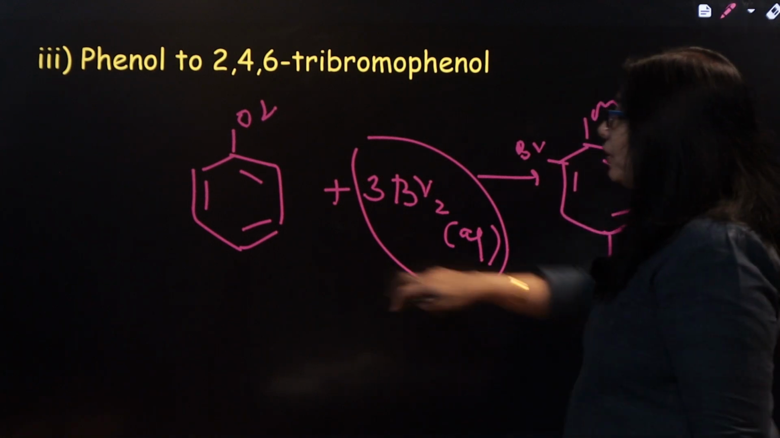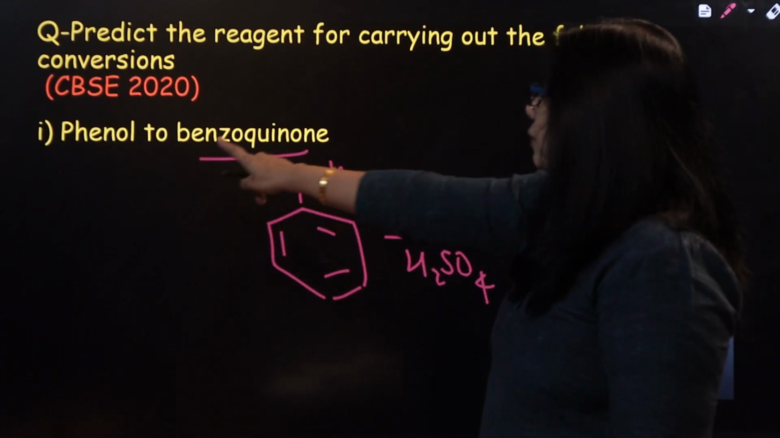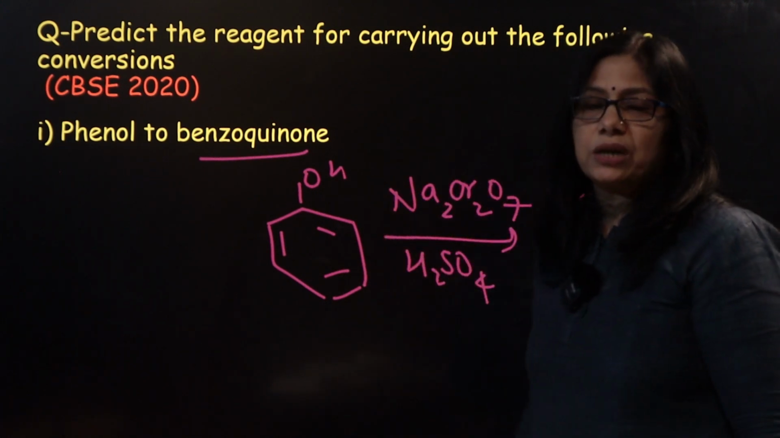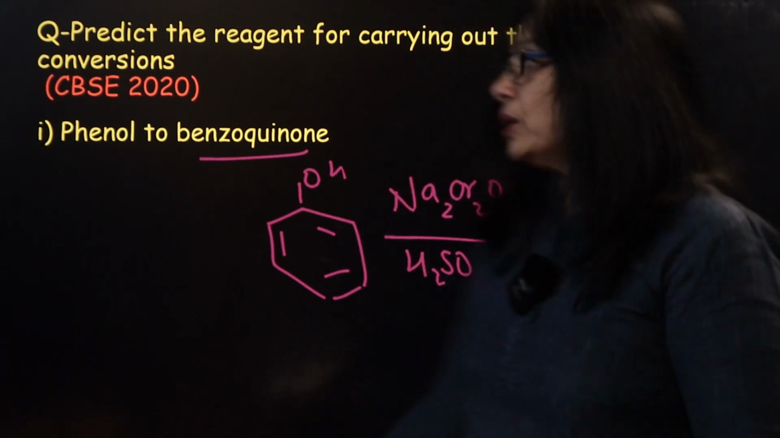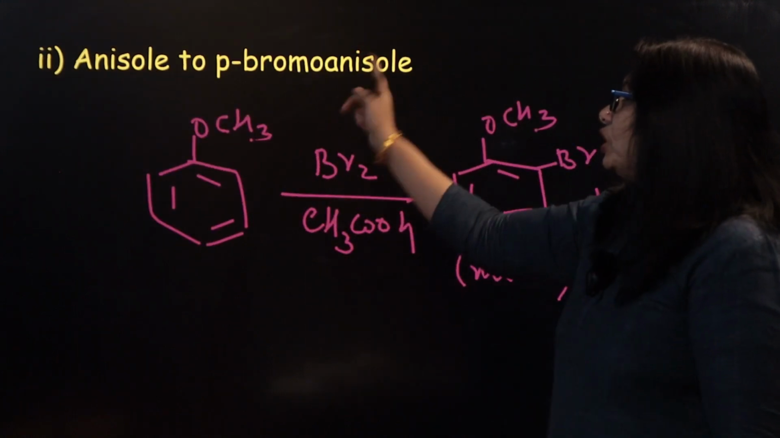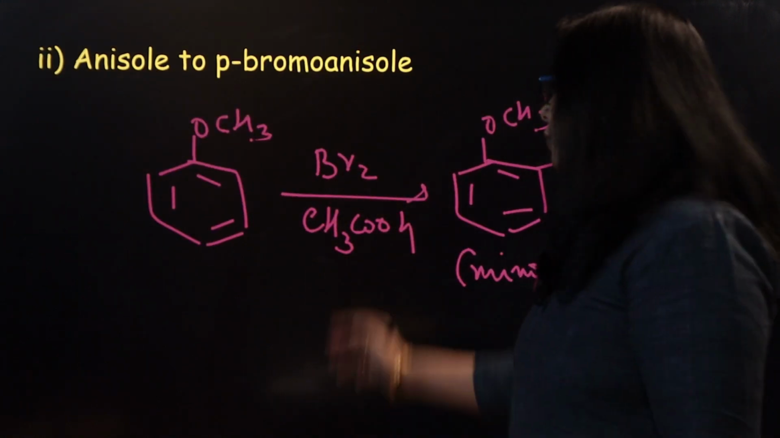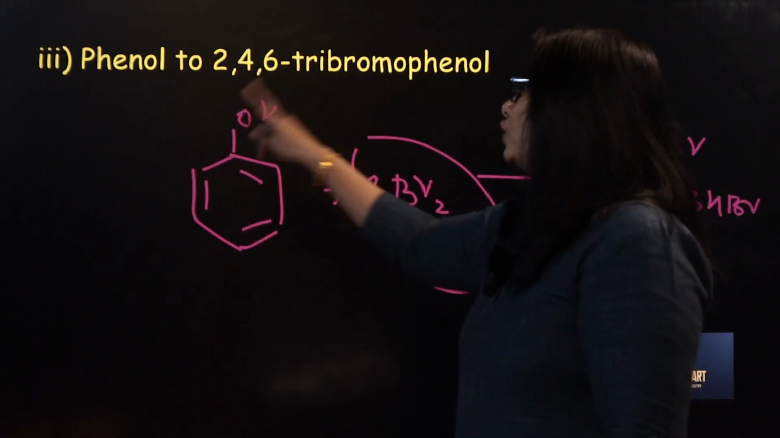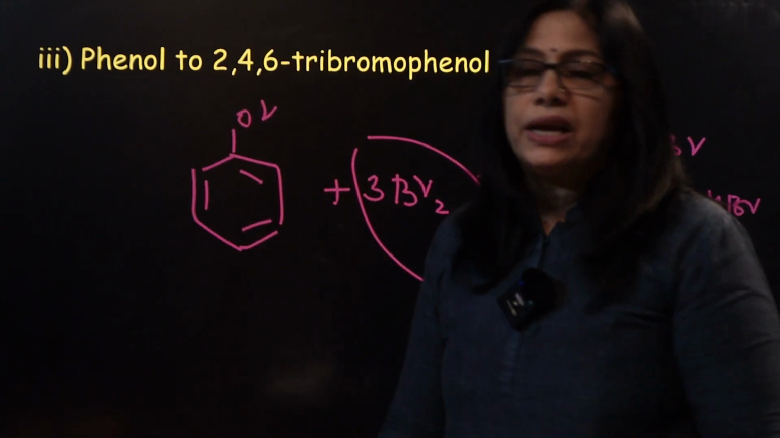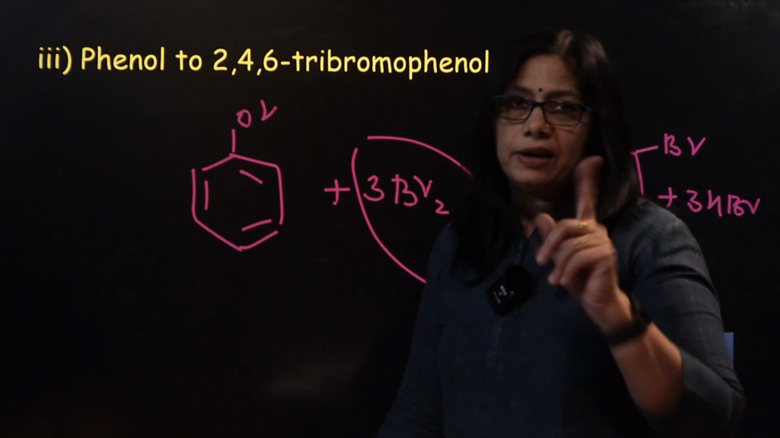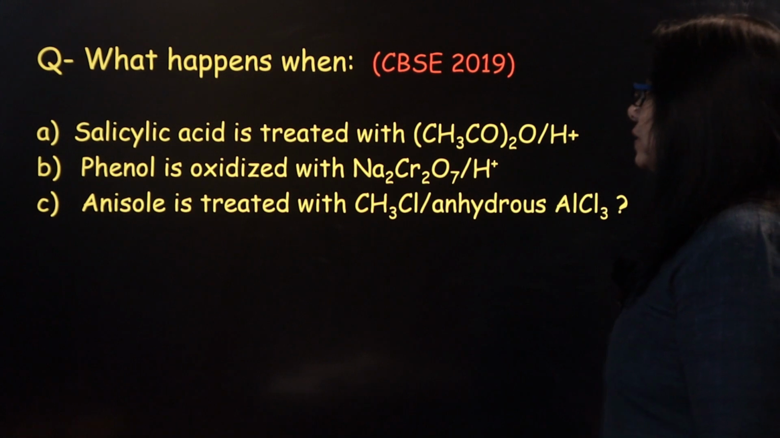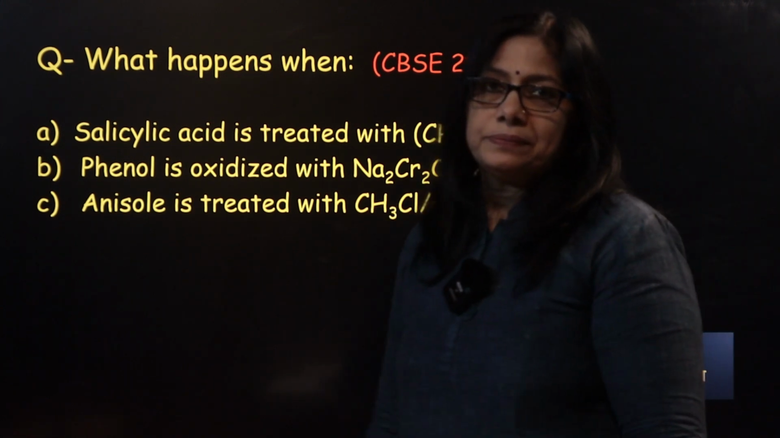Now let's go through them quickly once more. For phenol to benzoquinone, what is the reagent used? Na2Cr2O7 acidified. For anisole to para-bromoanisole, what is the reagent used? Bromine in ethanoic acid. And phenol to 2,4,6-tribromophenol, what is the reagent used? Aqueous bromine. Clear? Right. Now, next one is what happens when?